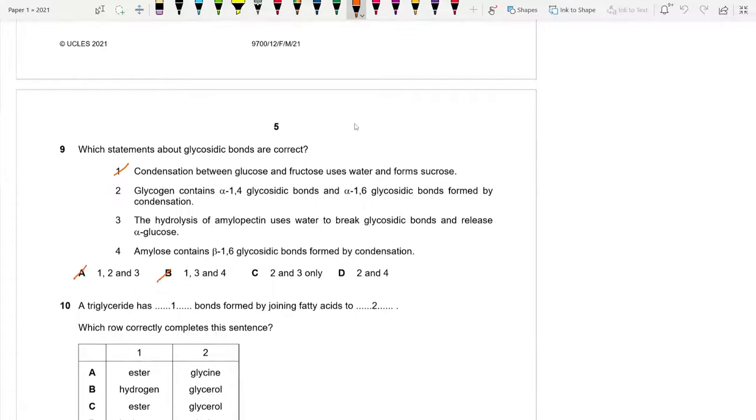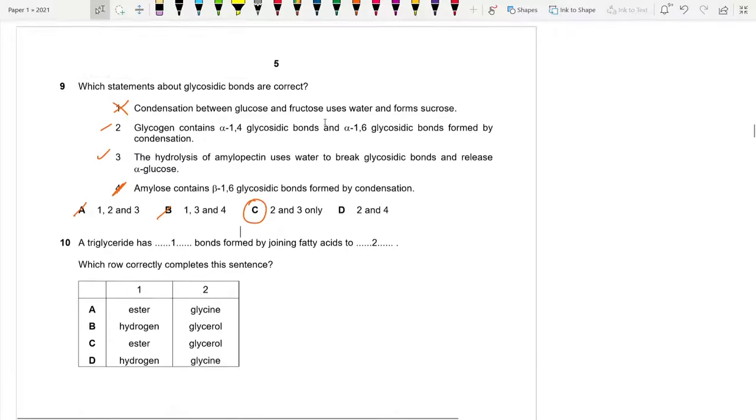Glycogen contains 1,4 alpha and 1,6. True. The hydrolysis of amylopectin uses water to break. This is what I was talking about. This is true. Hydrolysis requires water. True. 3, 4. Amylose contains beta. No, that's for cellulose. It should be 2 and 3 only. C is correct.